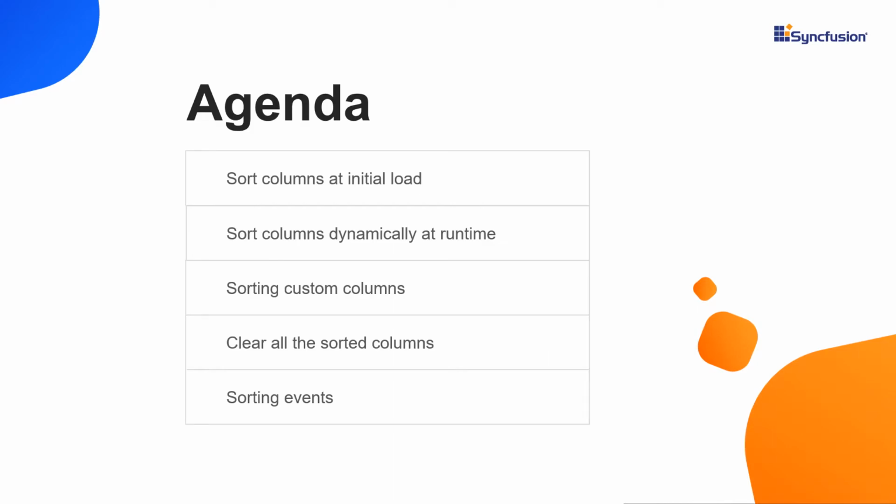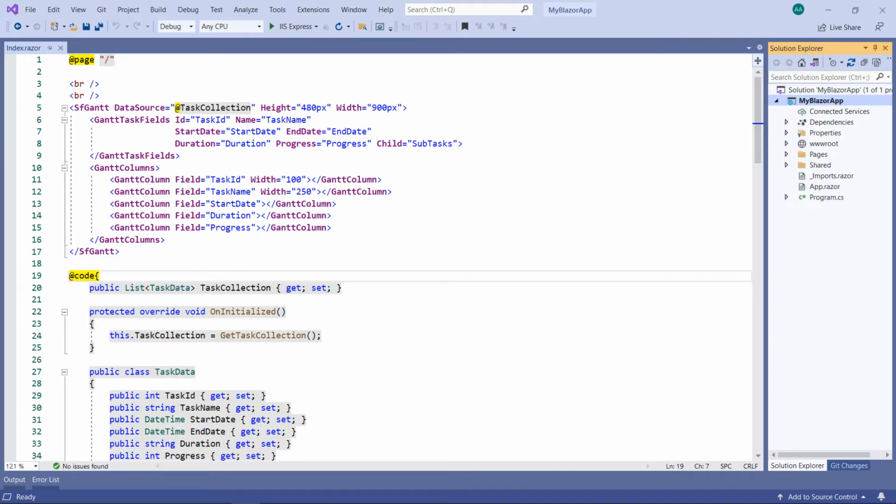In this video, I will explain how to sort columns at initial load, sort columns dynamically at runtime, custom columns, and clear all the sorted columns in the Gantt chart. Also, I will explain the sorting events available in the Gantt chart. Let's dive right in.